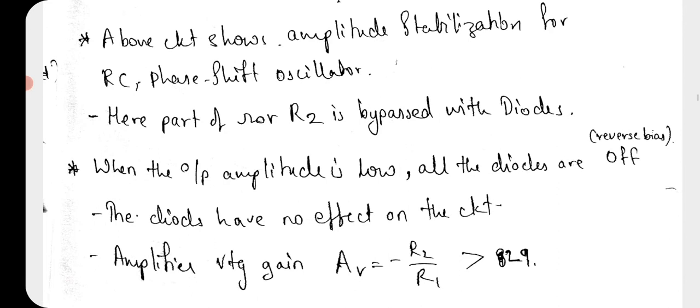Now, when the output amplitude is low, all the diodes are reverse biased. When the output amplitude is already low, then the diodes are already reverse biased, means diodes will not conduct. The diodes have no effect on the circuit when the output amplitude is low, meaning it is lesser than V naught sat. Hence, the amplifier voltage gain, which is R2 by R1, is greater than 29. It means the oscillator will be producing oscillations if the output is less than V naught sat.